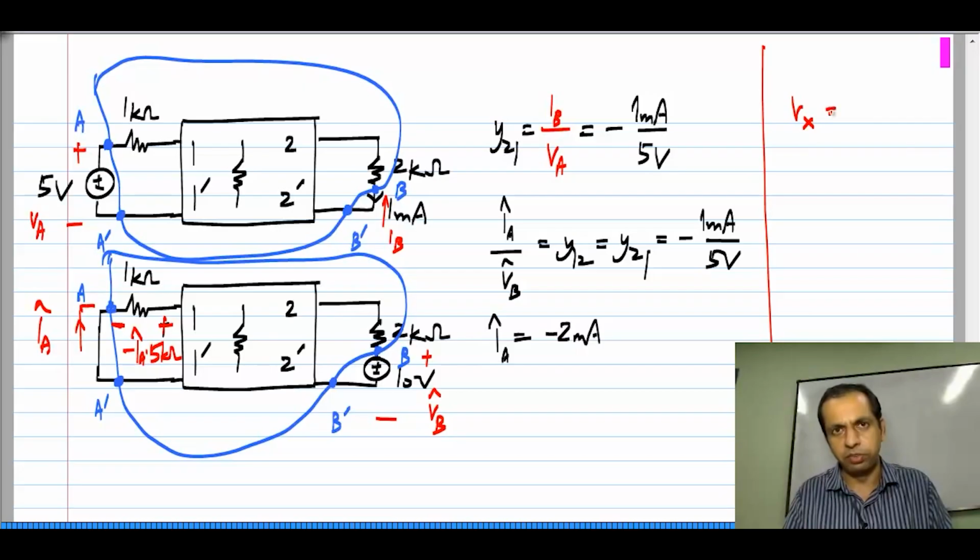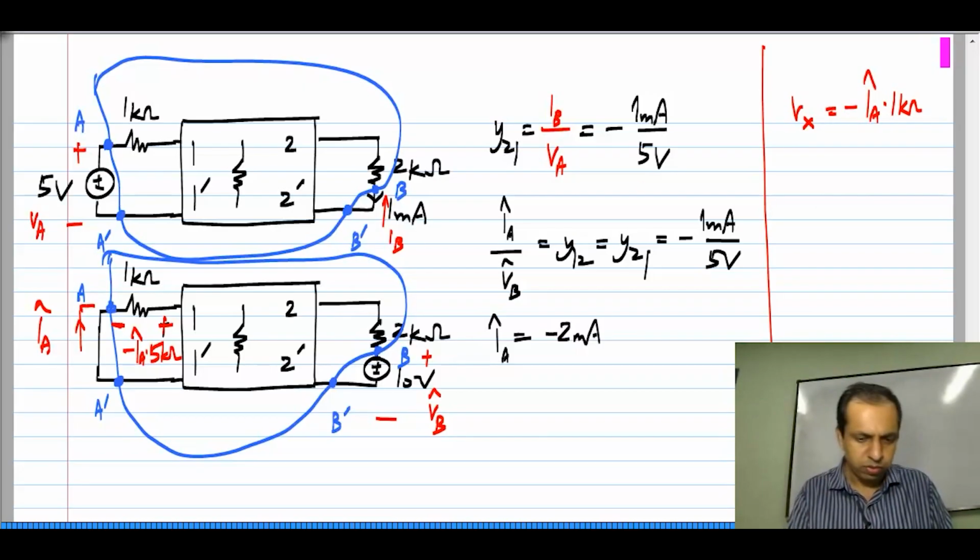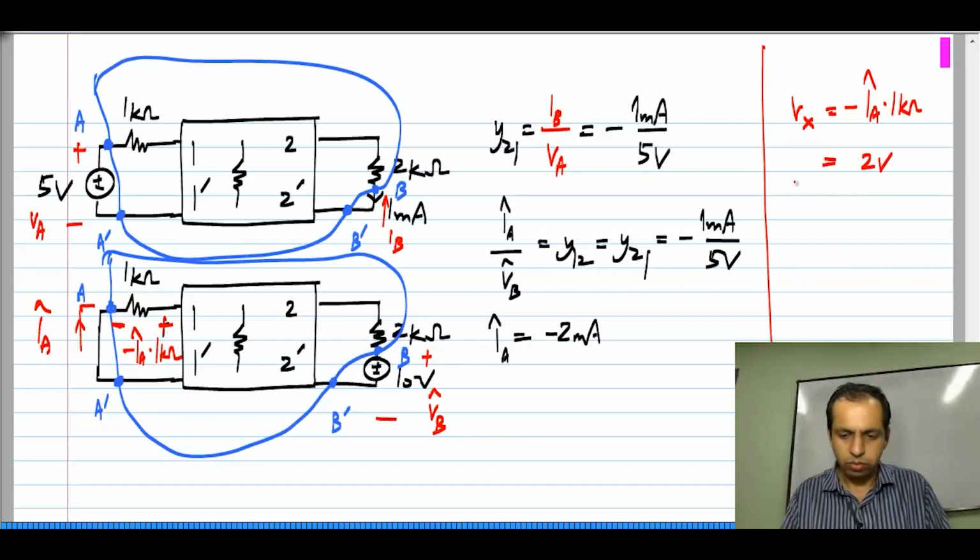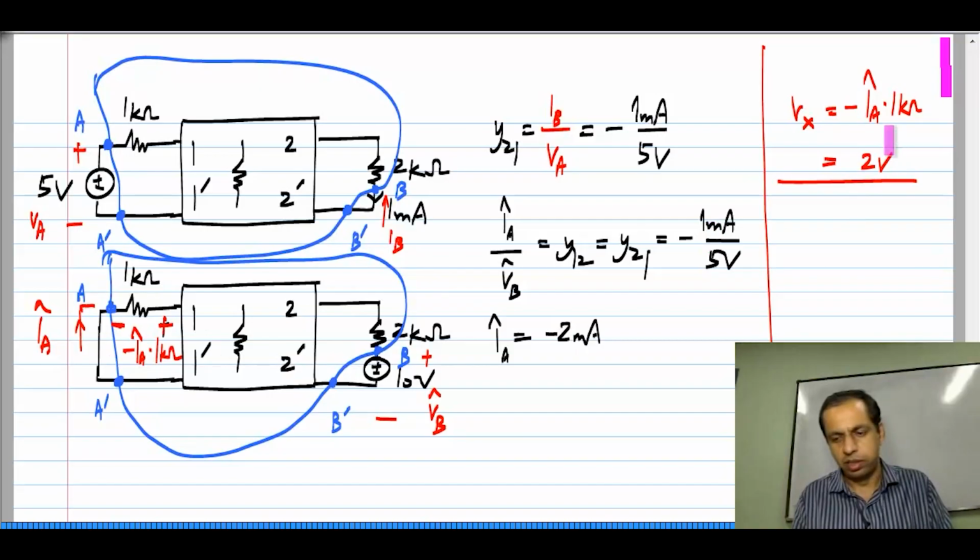If I call that Vx, my final solution is Vx is minus IA hat times 1 kilo ohm, which is given by 2 volts. So, that is plus 2 volts. This voltage drop here is plus 2 volts. Here there is something that looks like a 2 port and you have some stuff outside it, but you define your own new 2 port and you can answer questions.